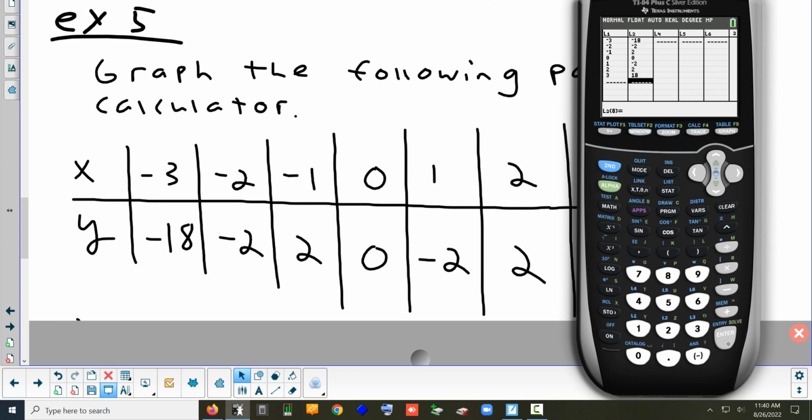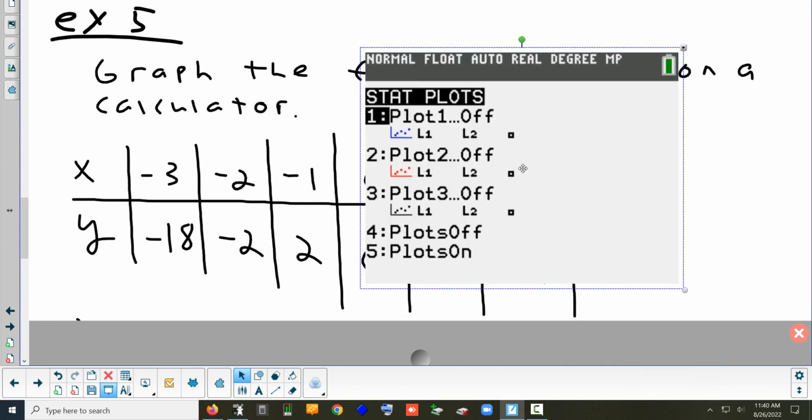So first, I'm going to show you how to turn on a scatter plot. Let's go to this screen. It's all saved. You don't have to do anything else. Press second and press the Y equals button. And you're going to see you can do up to three scatter plots at a time. And notice the default lists that it wants to use are L1 and L2. That's why I had you use L1 and L2. Could I change them to L3, L4? Sure. But if you do L1 and L2, you don't have to touch any of these settings.